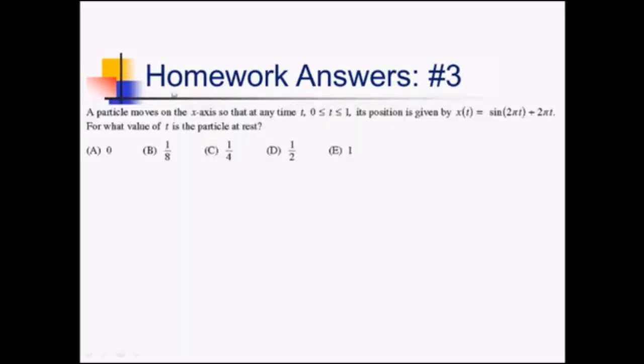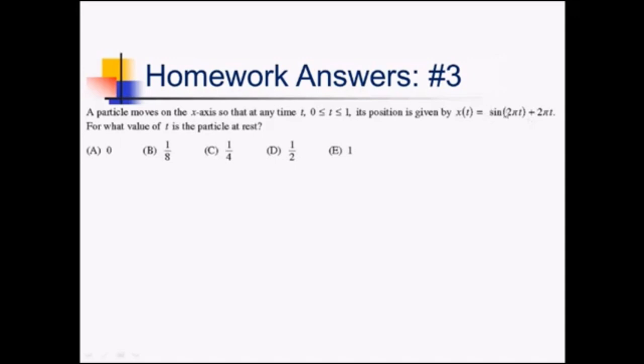For this problem, we have a particle moving on the x-axis so that for all times between 0 and 1, its position is given by x of t. We want to know when this particle is at rest. So basically, we need to figure out when the velocity equals 0. So let's find the velocity, or x prime of t, first.